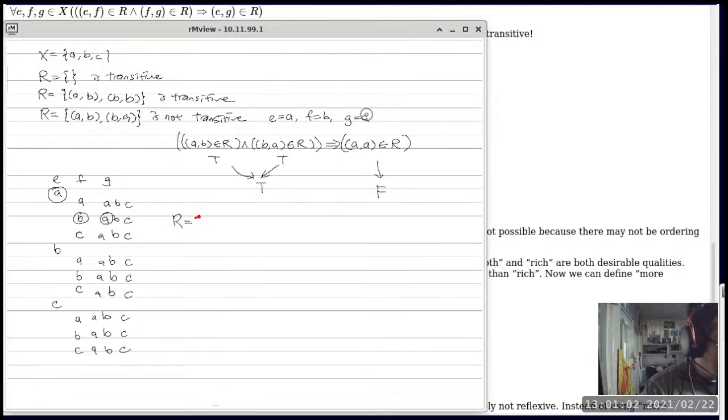What about the case when R equals AB, BC, and AC? There we go. What about that? Is that transitive or not? The answer is it is transitive. Okay, this is transitive.